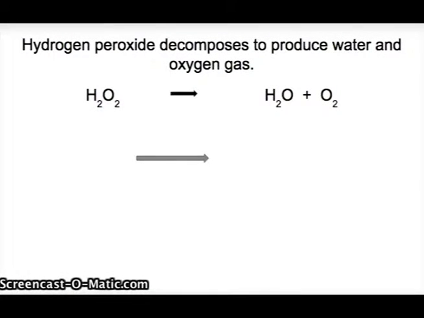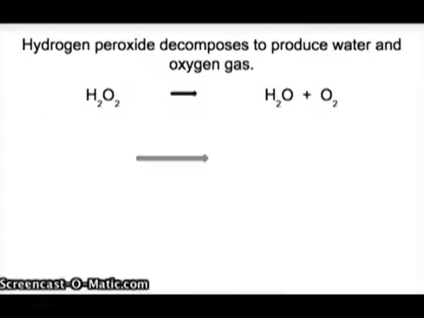Here I have the word equation and the skeleton equation for the reaction you just saw in the video clip. Hydrogen peroxide decomposes to produce water and oxygen gas, or H2O2 yields H2O plus O2.